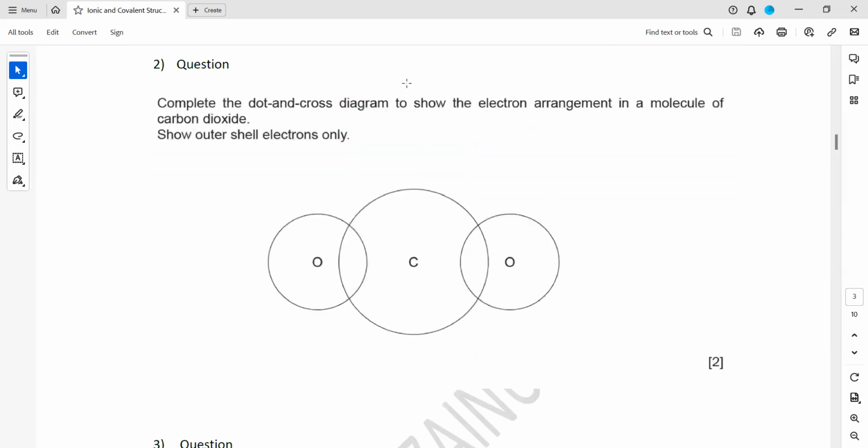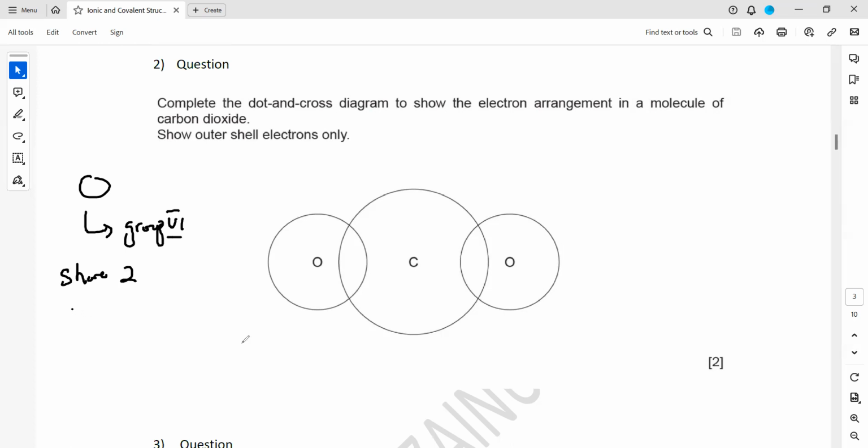Then we have to draw a dot and cross diagram for carbon dioxide. As we know, carbon dioxide contains oxygen and carbon. So for oxygen, first we check the group number. Which group does oxygen belong to? What's the group number of oxygen? Yeah, that's right. So oxygen belongs to group 6. So if it belongs to group 6, how many electrons should it share? It should share two electrons.